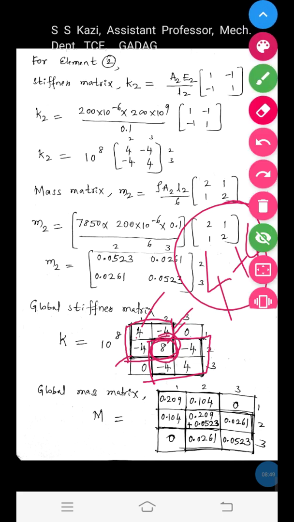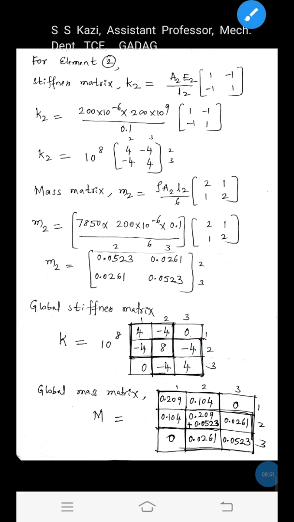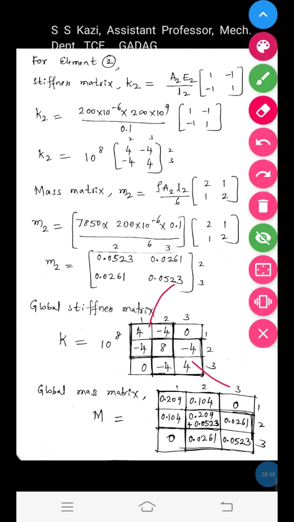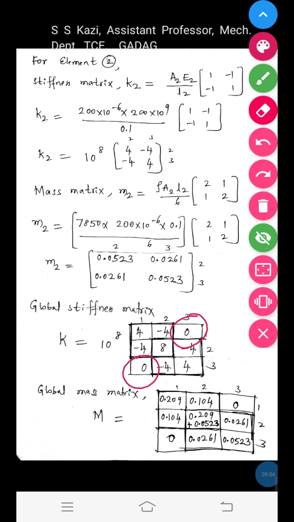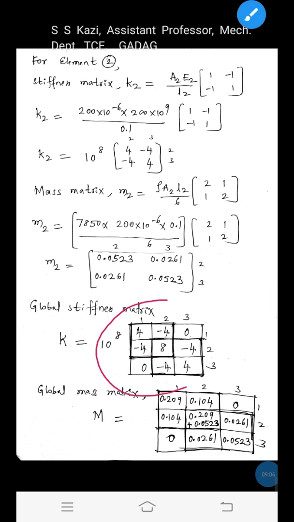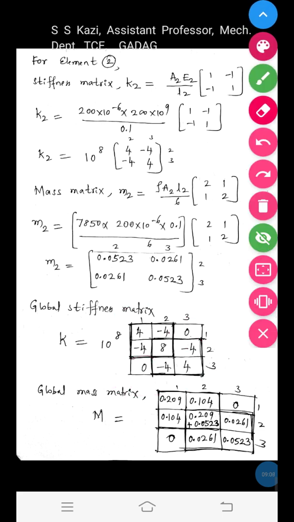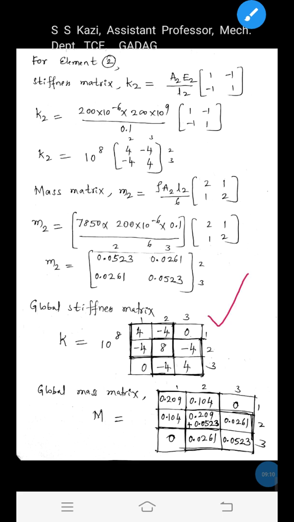Once you write the coefficients of K1 and K2 like this in the 1 2 1 2 box and in the 2 3 2 3 box, the remaining blank boxes you just write as 0. Once you generate the global stiffness matrix like this, generate the global mass matrix by using the same procedure adopted for the global stiffness matrix.